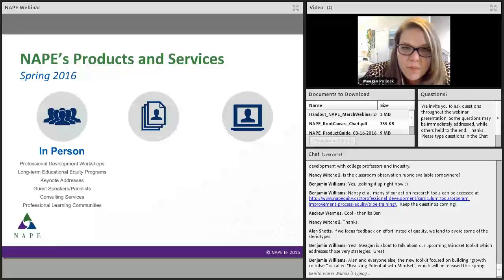The second type of in-person training that we offer is these long-term educational equity programs. Ben talked a little bit about the program improvement process for equity. That's a big engagement. It takes time to do the work and to understand how we work through that process of addressing institutional issues of equity. We also have the Micromessaging Academy, and I'll talk about that in just a couple of slides. One of the other ways that we help meet the needs of educators across the country is that we give keynote addresses, and we are available to be guest speakers or panelists.